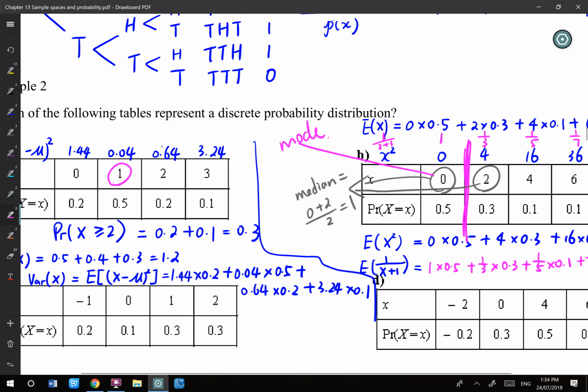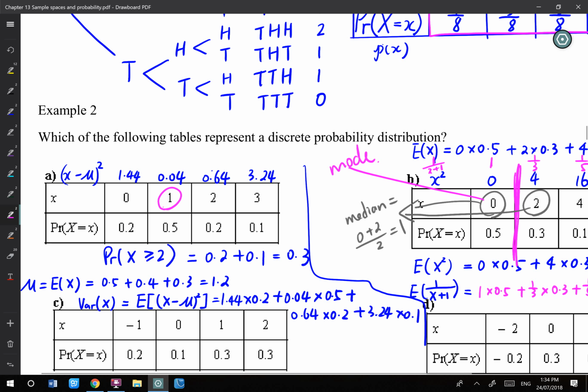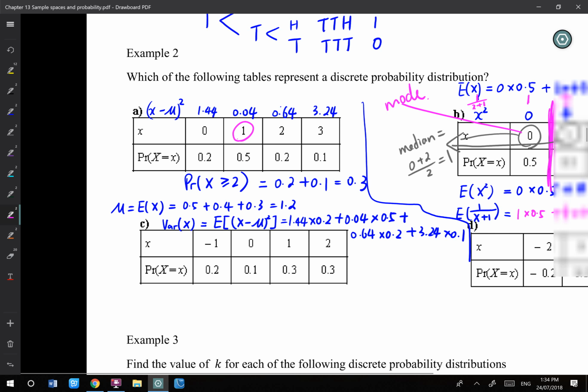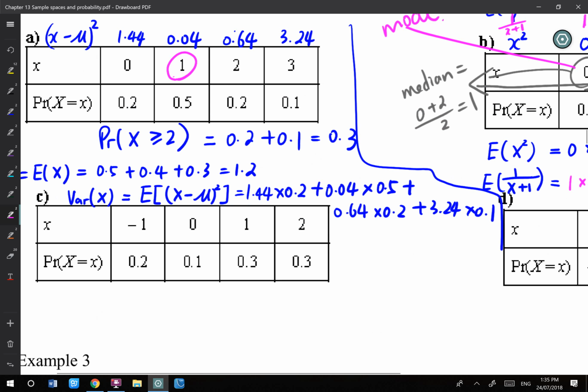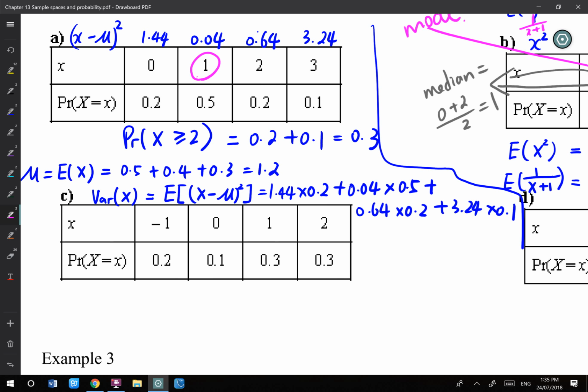By knowing that, can you have a look at A? Ignore what I wrote here, that's for the other class today. Have a look at the 4 tables below, A, B, C, D. Can you tell me which one can represent a discrete probability distribution, which one cannot, and why? Which one can become a probability distribution? Which one cannot?